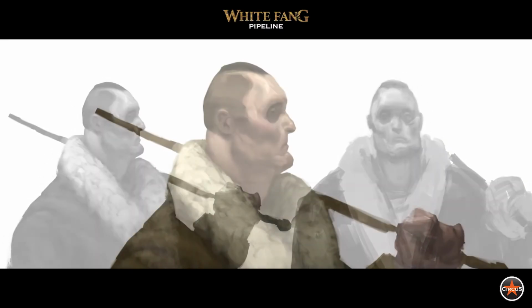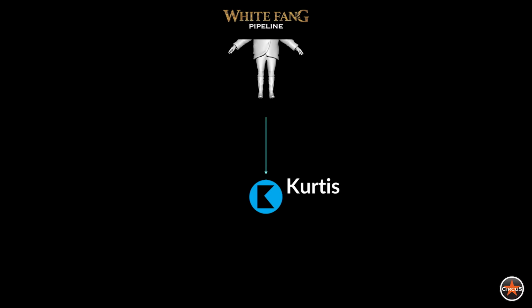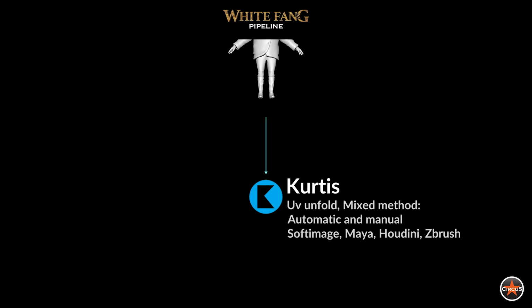We start modeling the asset with a set of illustrations used as references. UVs are unfolded using different methods, either manually or automatically based on the type of geometry and texturing needs.